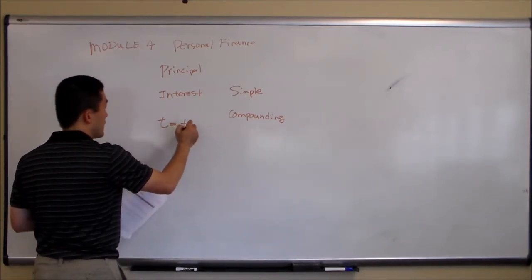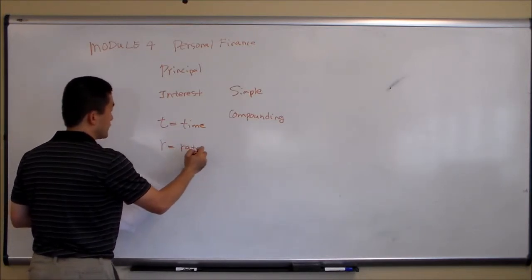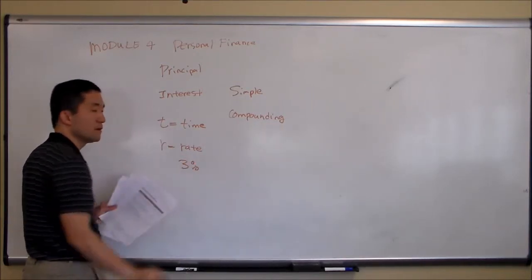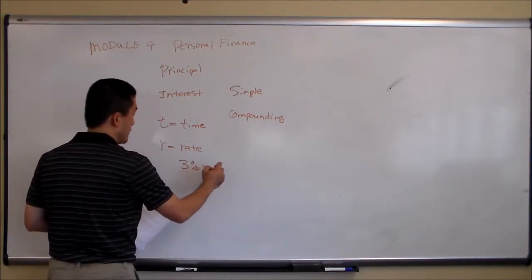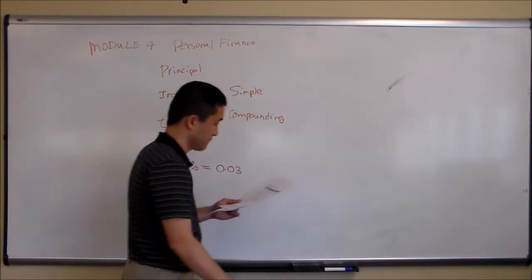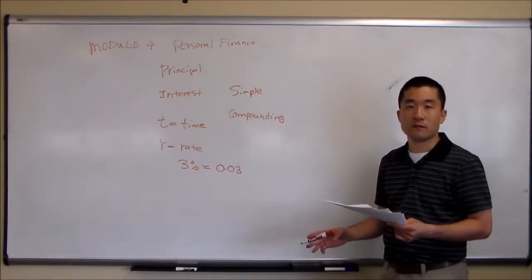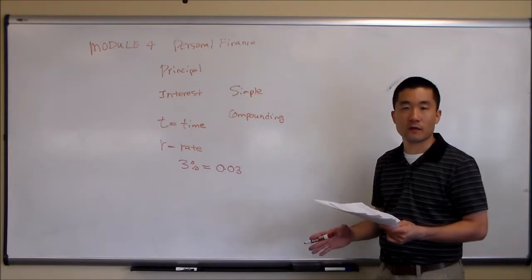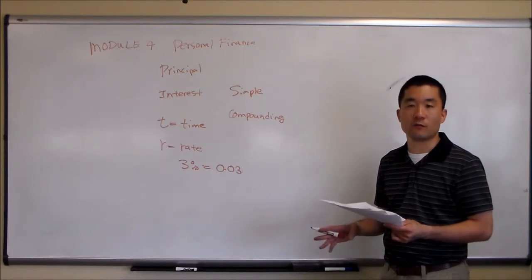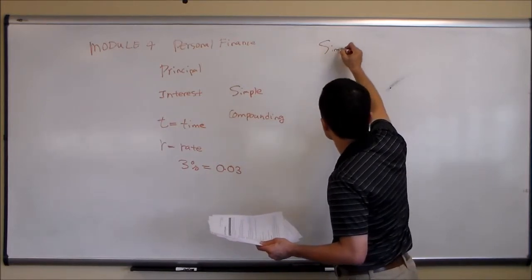T is time. R is the rate, basically the interest rate, typically given to you in percentages, say like 3%. But in calculation, we use the decimal, so 0.03 as an example. All these interest calculations have a formula for each one of them. So your job is to figure out which interest problem you're doing, use the right formula, and calculate. Okay. So let's do the simple interest.